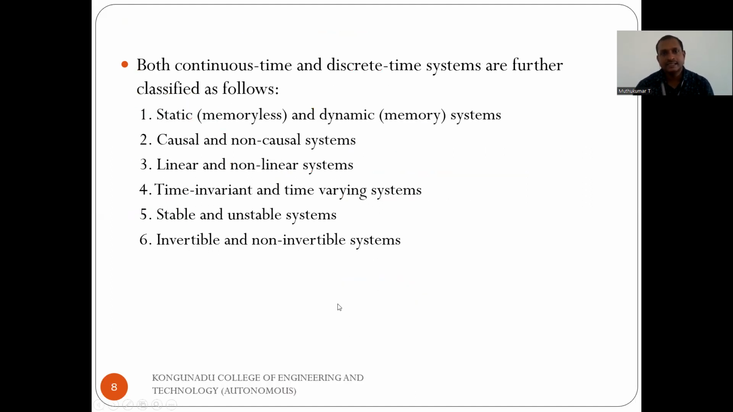So the classification of discrete time systems. Based on the conditions, it is classified as static or memoryless system, dynamic or memory system, causal and non-causal system, linear and non-linear system, time invariant and time varying system, stable and unstable system, invertible and non-invertible systems.